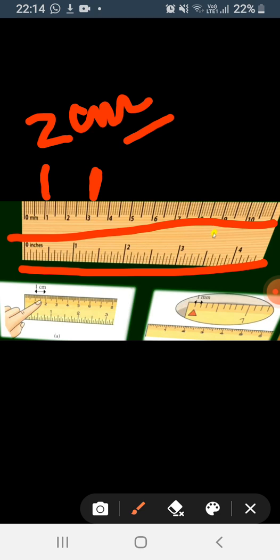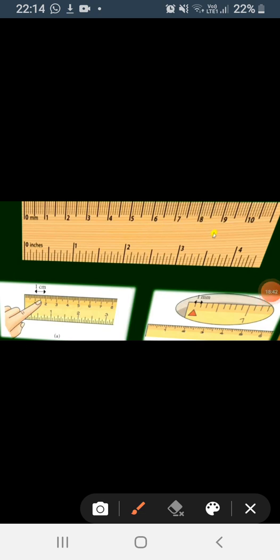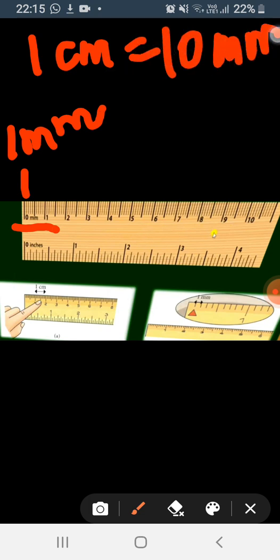Now, what is millimeter then? As you can see here, from 0 to 1, we are having 10 lines. So the distance from 0 to the first line is the distance of 1 millimeter. That means 0 to 1 is 1 centimeter, which will be equal to 10 millimeter. So I hope this conversion is clear to everyone.